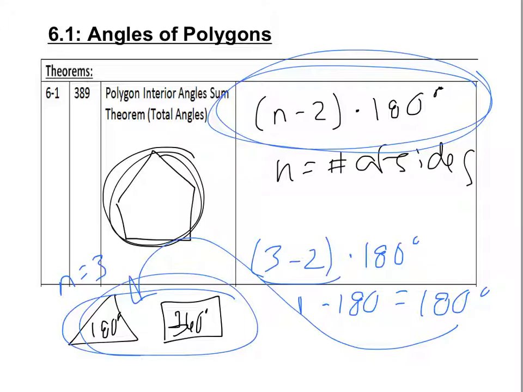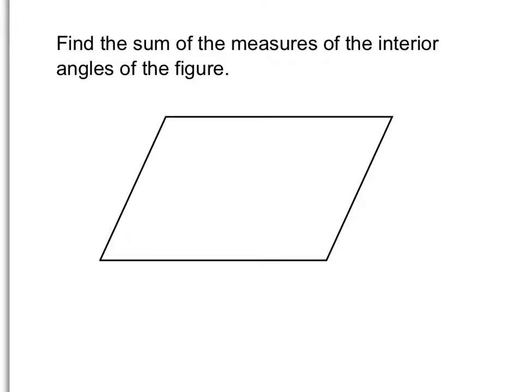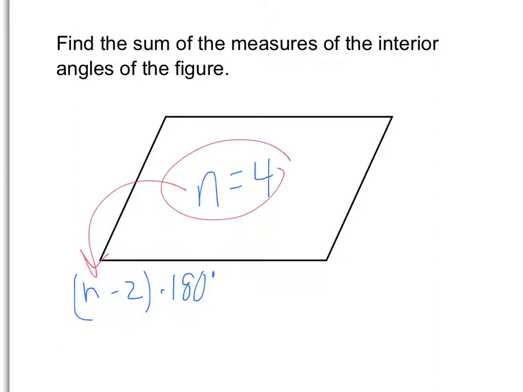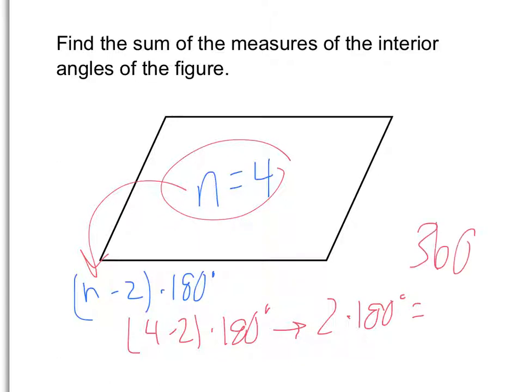So for example here, it says find the sum of the measures of the interior angles of the figure. So you count how many sides it has. It has 4 sides. Then you apply the formula, which was (n minus 2) times 180. We plug in our n, so we get (4 minus 2) times 180, which gives us 2 times 180, which is 360 degrees. The first section of your worksheet, I think the first 6 problems, are this kind.